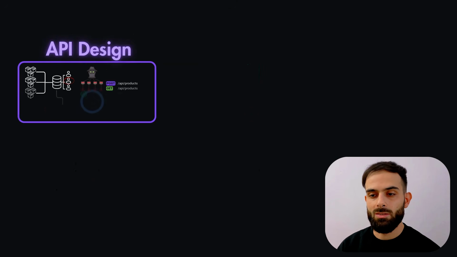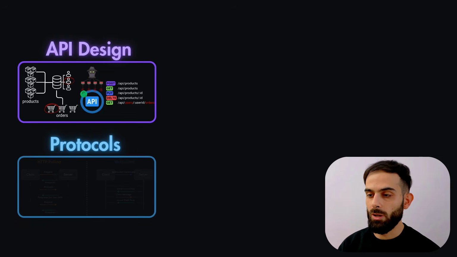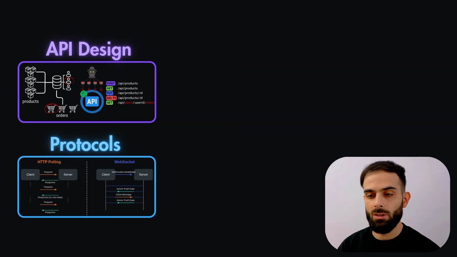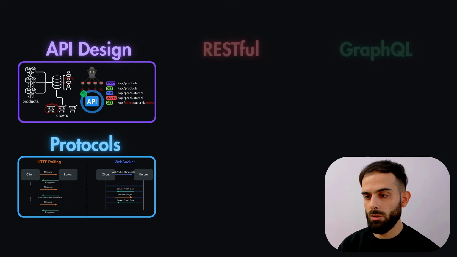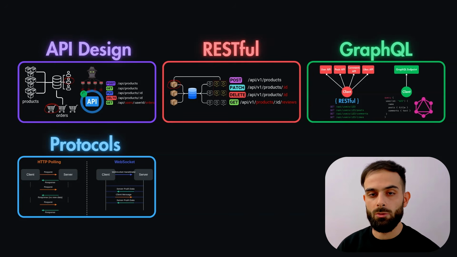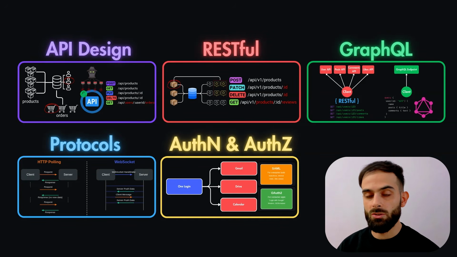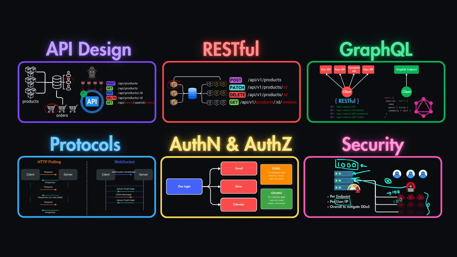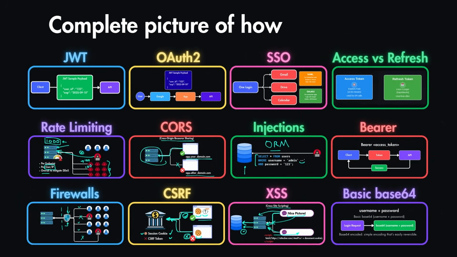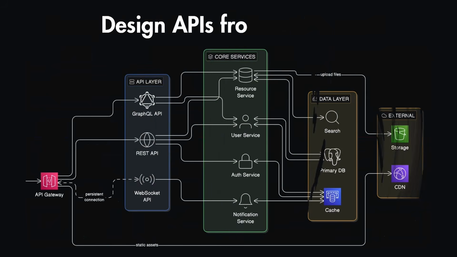That's why in this course we will go deeper into API design principles, the main protocols, how networking and the transport layer work. We'll get into RESTful and GraphQL API design, the authentication methods and authorization frameworks you need to know to design these APIs, and also how to secure those APIs from attacks. By the end, you'll have a complete picture of how APIs actually work and how to design them properly from scratch.